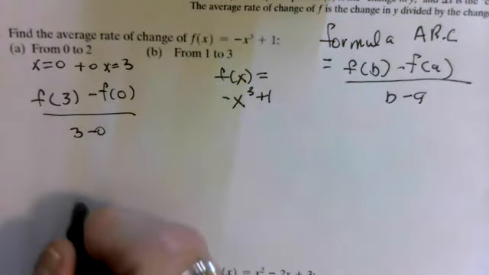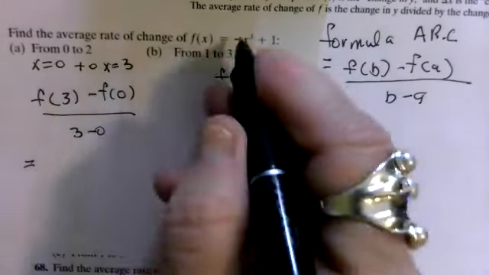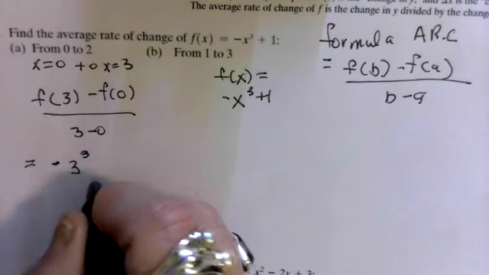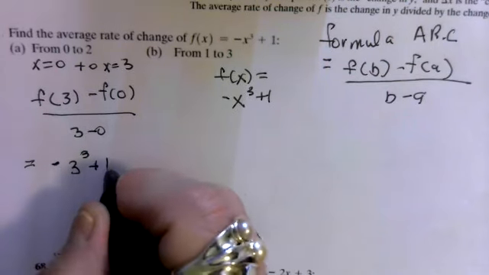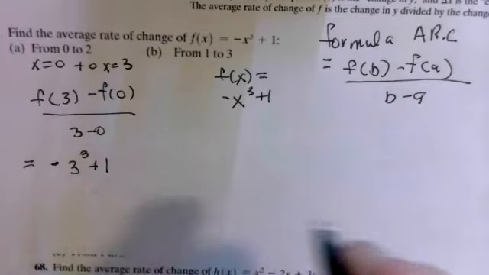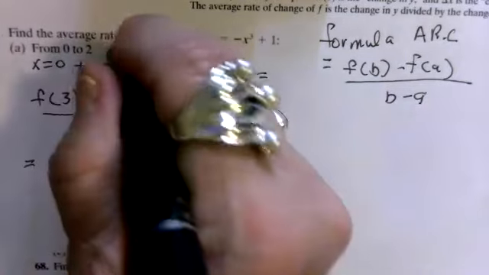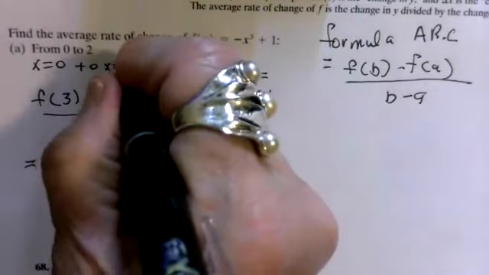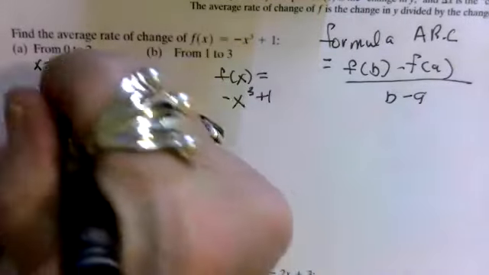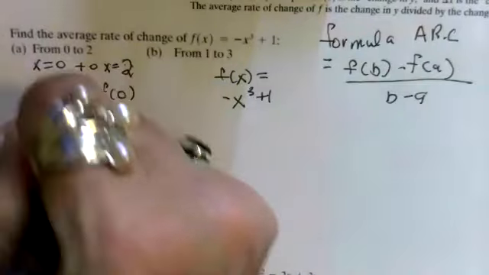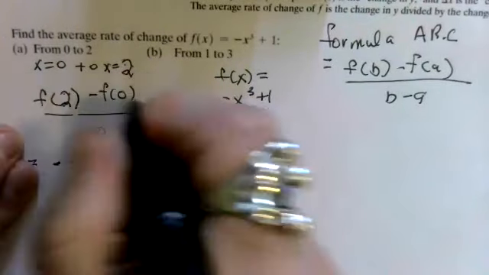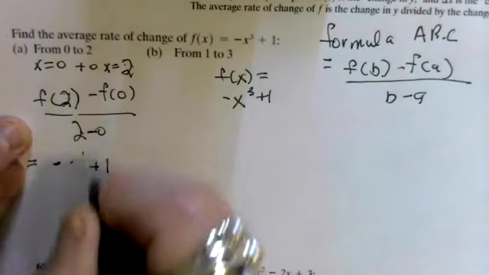Okay, so what we're going to get over here, if we need to find f of 3, we've got minus 3 cubed plus 1. Oh, I couldn't even read that right. That says 3, and that says 2. This is a 2 right there, so let me fix that. I just couldn't see. This is a 2: f of 2 minus f of 0 over 2 minus 0.